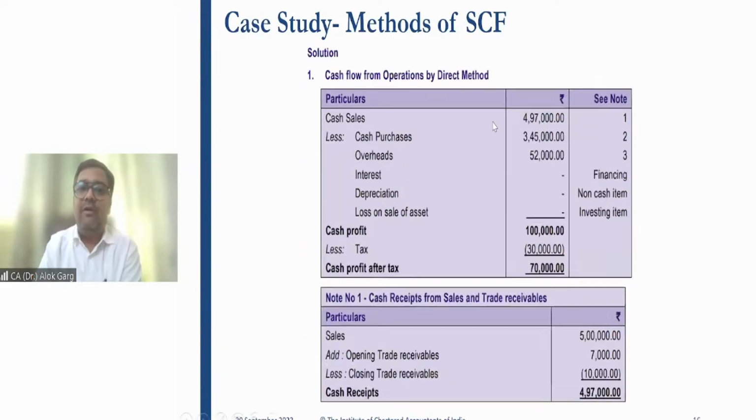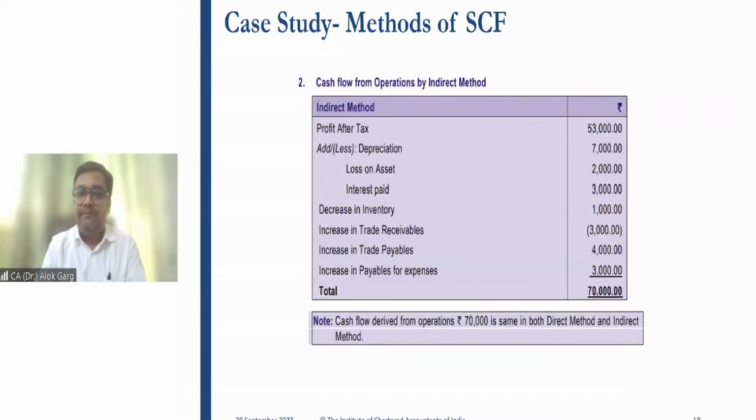So this will go to your cash flow from operation by direct method. 52,000 is your overhead, which is coming from your note number 3. Interest is a financing item, depreciation is a non-cash item, loss on sale of asset is an investing item. This is your cash profit, cash flow from operation is 1 lakh rupees, and you have paid a tax of 30,000 rupees. Your 70,000 rupees cash profit from your operating activity. This is how cash flow from operating activity needs to be derived by the direct method, right?